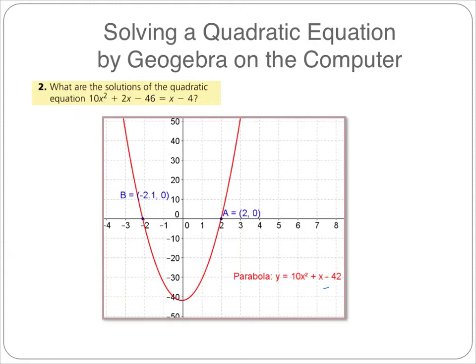Solve a quadratic equation by GeoGebra on the computer. GeoGebra would take the equation just like it is, and that's how I punched it into the input line, but it then simplifies it. So it subtracts the x and adds 4. What you have to do is find the intersection of the parabola and the x-axis. And GeoGebra gives you back those 2 points. These are the zeros of the function.